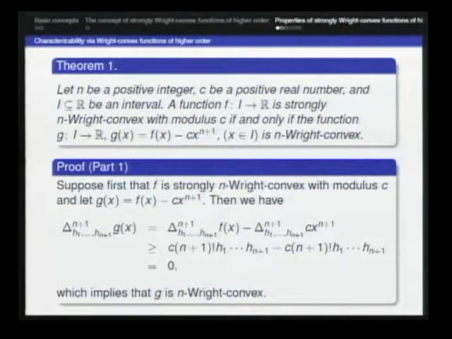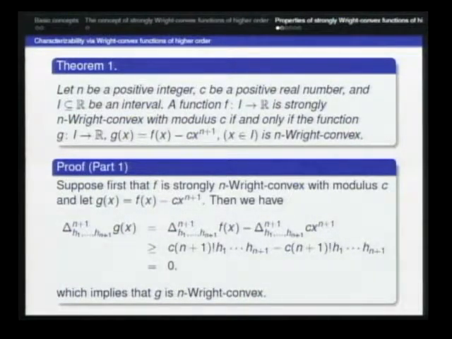The main steps of the proof. In fact, the proof is rather simple. First, we prove the direction if f is strongly n-right convex with modulus c. Then we define the function as it is given in the theorem. And then, doing the simple calculation with the delta operator, using the linearity of delta, we get this equation here.